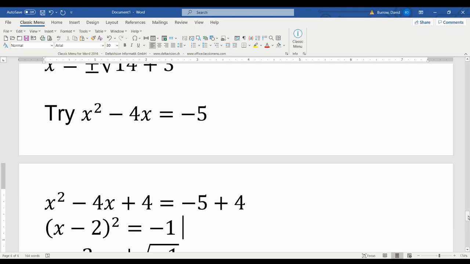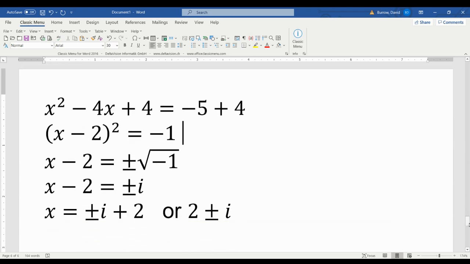What's the square root of negative 1? Say it again. i, absolutely. Yeah, I purposely threw in a couple of i ones just to remind you of where things were from before. What we're going to end up getting on this one is basically plus or minus i plus 2.